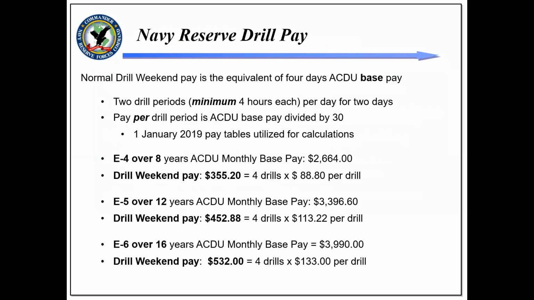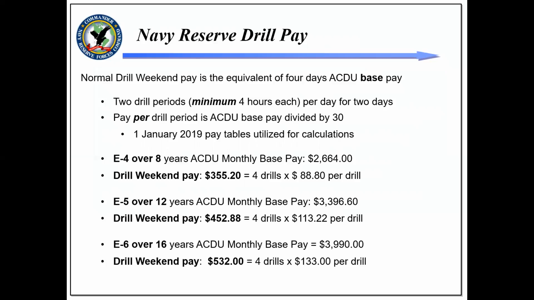Navy Reserve Drill Pay. Normal drill weekend pay is the equivalent of 4 days active duty base pay. 2 drill periods, minimum 4 hours each per day for 2 days. Pay per drill is active duty base pay divided by 30. 1 January 2019 pay tables utilized for calculation.